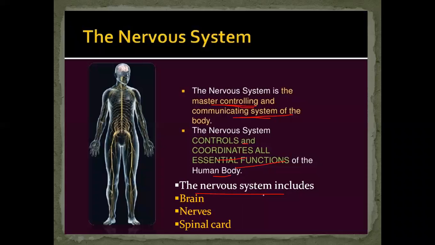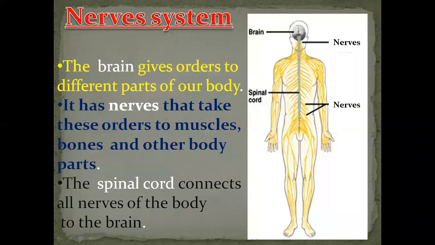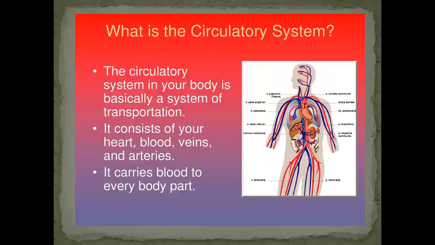So the nervous system includes the brain, nerves, and the spinal cord. The brain gives orders to different parts of the body, and these orders are taken by the nerves to all parts like muscles, bones, and other body parts. The spinal cord connects the nerves to all parts of the body. So this is about the nervous system.